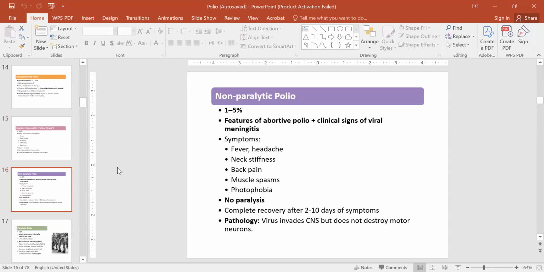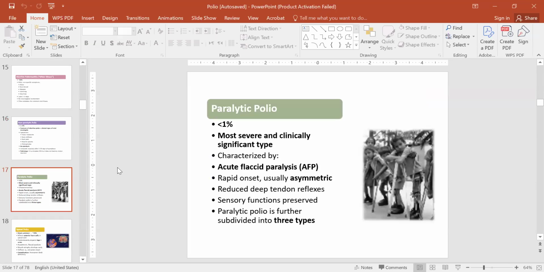Then we have non-paralytic polio that accounts for 1 to 5% of the disease, and its features include those of the abortive polio, like minor illness, flu, a fever, and vomiting, etc. And then the clinical signs of viral meningitis as well. And these symptoms include fever, headache, neck stiffness, back pain, muscle spasm, photophobia. Still, no paralysis is there. Complete recovery occurs after 10 days of symptoms, and a pathology is that the virus invades central nervous system but does not destroy motor neurons.